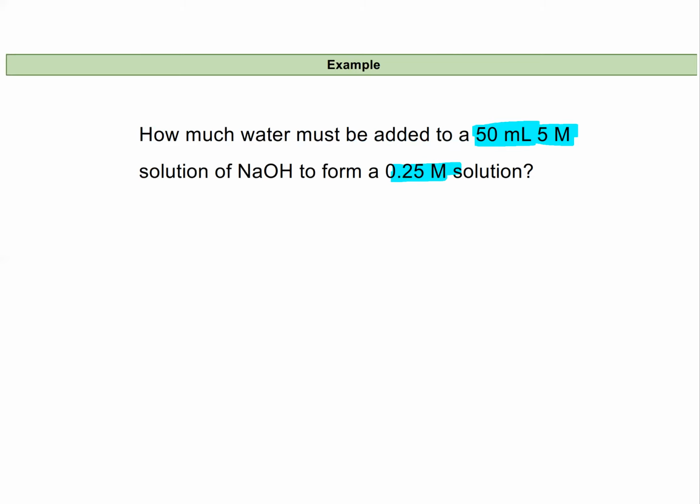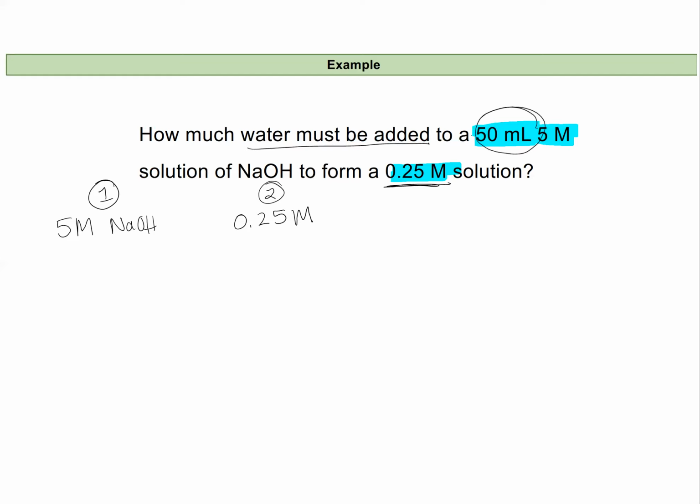to keep them straight. So I know that I have a 5 molar solution of NaOH. And now I want to form a 0.25 molar solution. So this will be situation 1, my 5 molar, and I'm going to dilute it to form 0.25 molar. My concentration will decrease as I add more water. So I want to know how much water needs to be added.